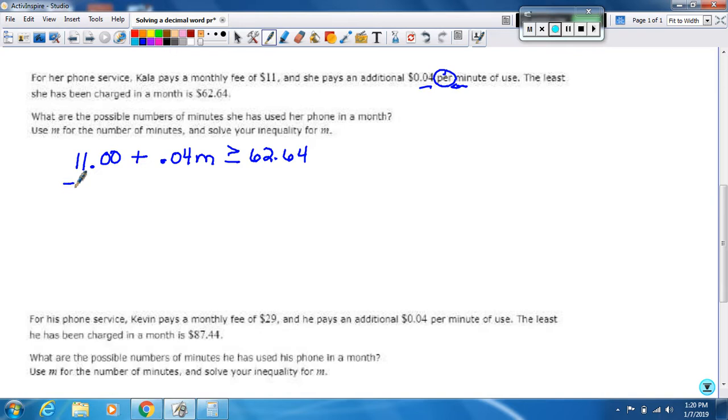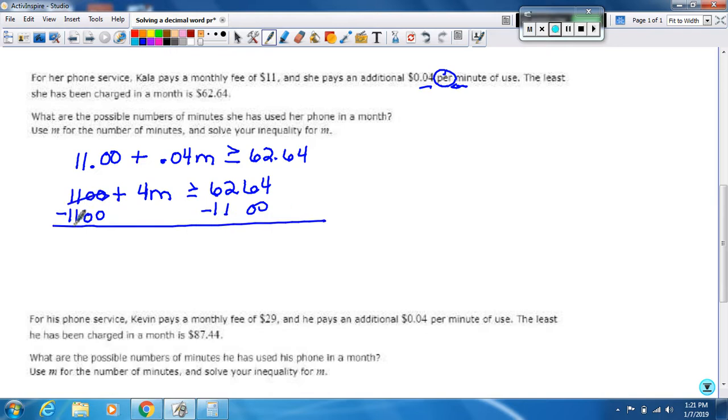Okay, so the first thing I'm going to do is take away my decimals, because everything has the same number of decimal places, so you can just take them away. So I'm going to call this 1100 plus 4m is greater than or equal to 6,264. I'm going to subtract 1100 from both sides. Top cancels with bottom. 4m is greater than or equal to 5164.